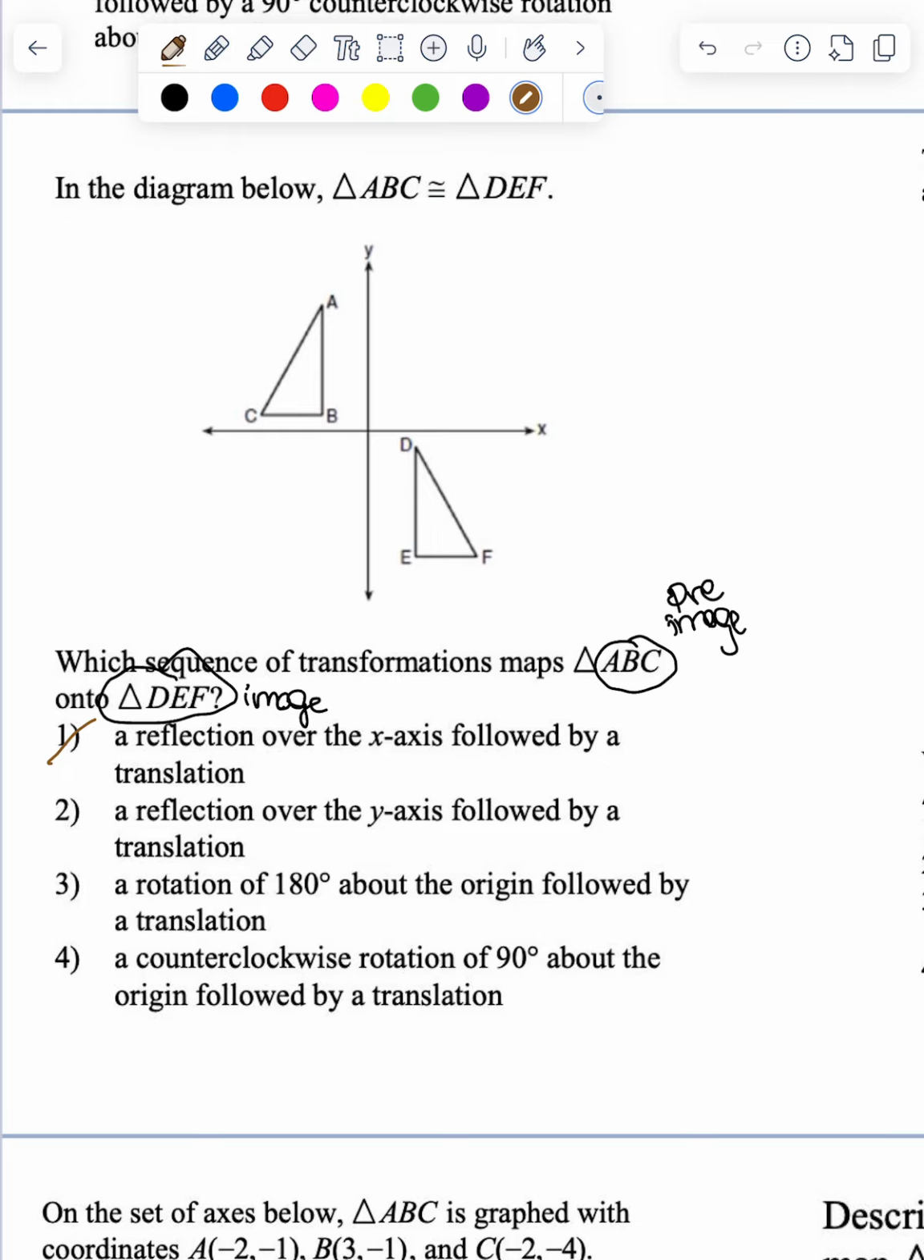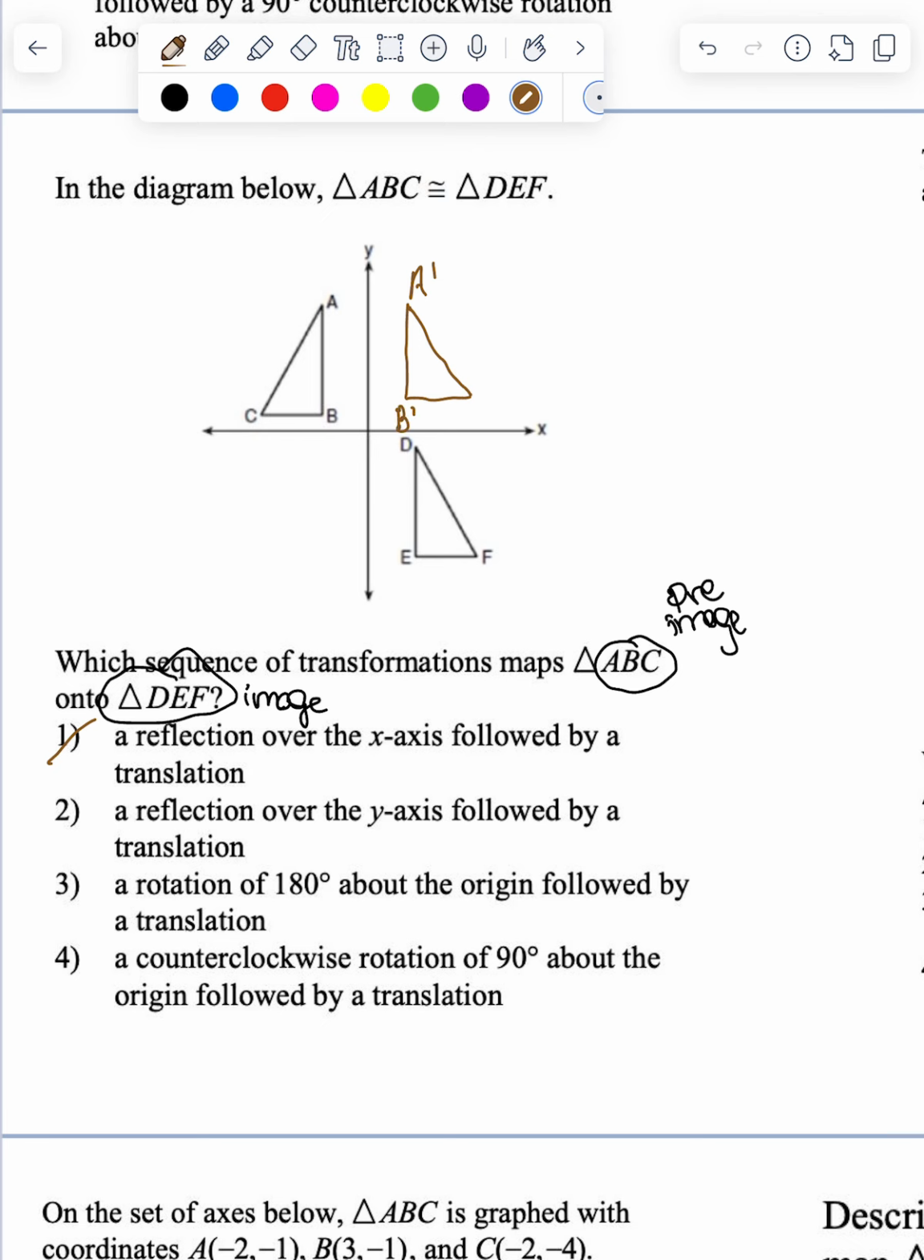Now for answer choice number 2, a reflection over the y-axis followed by a translation. This one might work, but let me sketch it out. There's not an actual grid here. There's not actual coordinates on the grid other than the x and y axis. So I can't do it super accurately. So I'm going to just do it approximately. So when I flip this over, it's going to look something like this. That's going to be A prime.